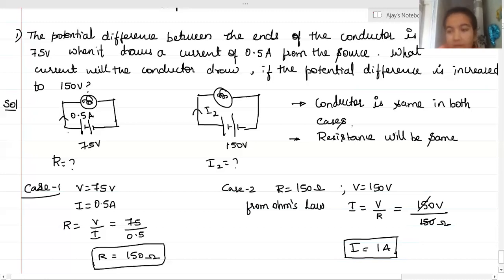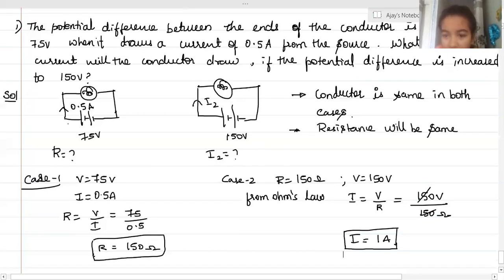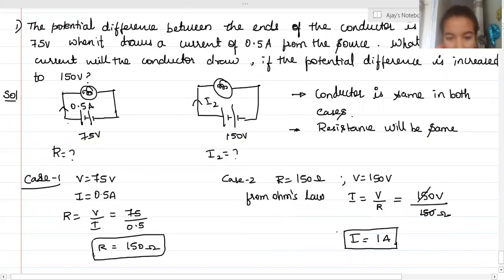So if potential is increased to 150 volts, what will be the current? What is the new current? I got 1 ampere. So therefore, current is increased to 1 ampere. Understood? Copy down the answer first.